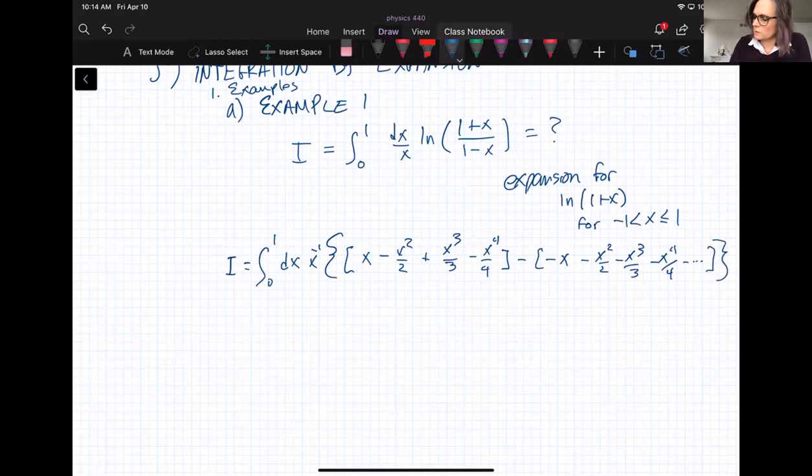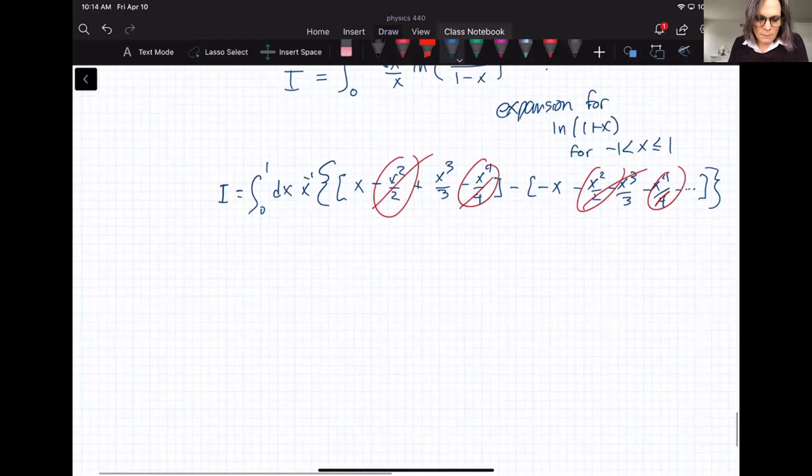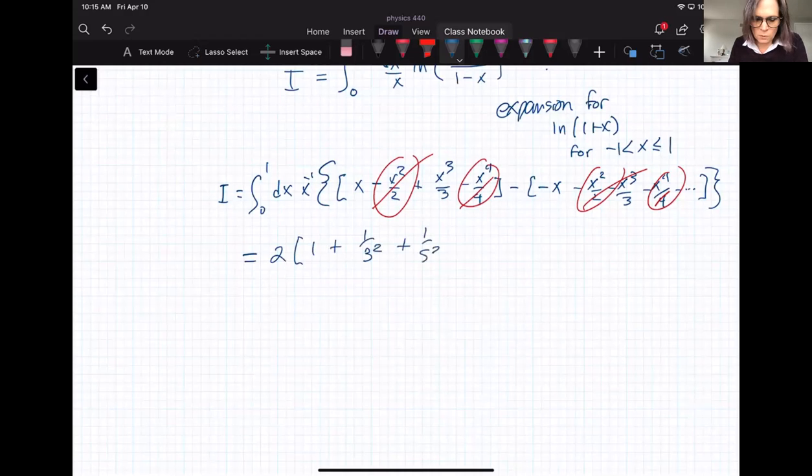Okay, so we're just taking those two expansions, and it should be clear that the even terms are all going to cancel each other out in this expression. And so when you do the evaluation, this just is a polynomial, right? So if we skip ahead to evaluating this from 0 to 1 of the odd terms, we end up with 2 times 1 plus 1 over 3 squared plus 1 over 5 squared plus so on.